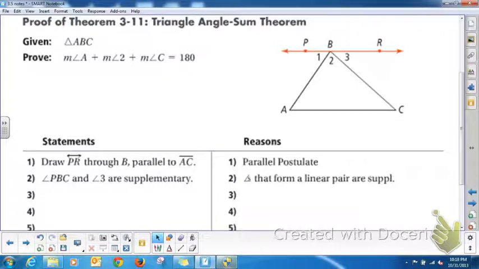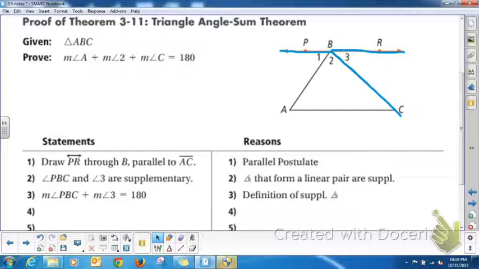So that means that angle PBC and angle 3 are supplementary. PBC is this angle, plus angle 3 are supplementary, because they're a linear pair. And therefore, using the linear pair postulate, they're supplementary. That means we know the measure of angle PBC plus the measure of angle 3 is 180. PBC plus angle 3 equals 180, because that's the definition of the word supplementary.